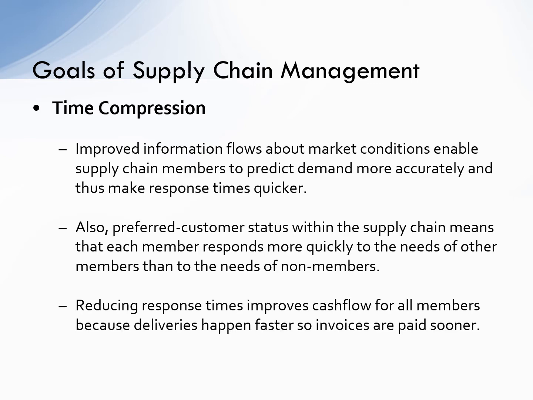Time compression is another goal of supply chain management. With time compression, improved information flows about market conditions enable supply chain members to predict demand more accurately and thus make response times quicker. Also, preferred customer status within the supply chain means that each member responds more quickly to the needs of other members than to the needs of non-members. Reducing response time improves cash flows for all members because deliveries happen faster, so invoices are paid sooner.